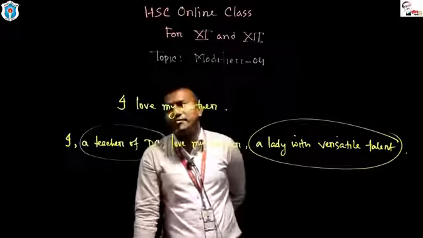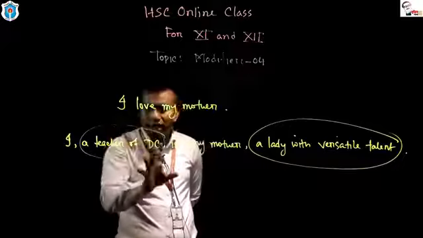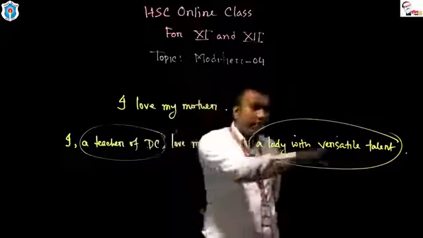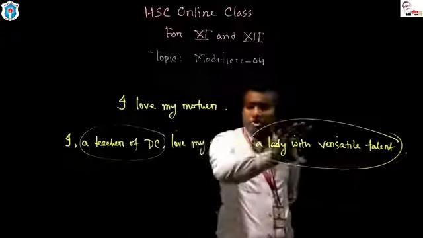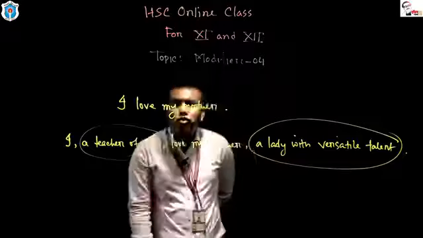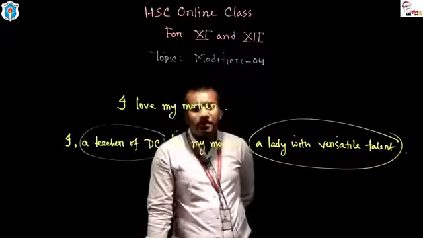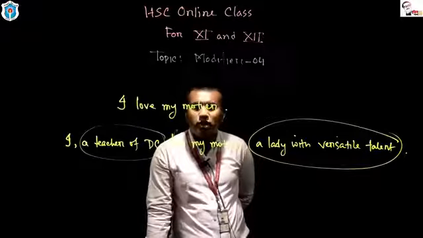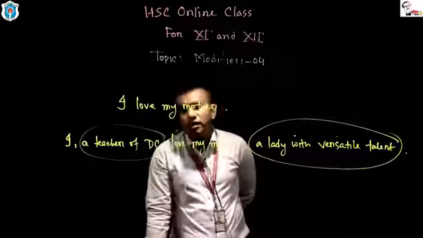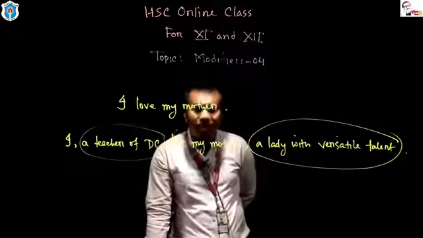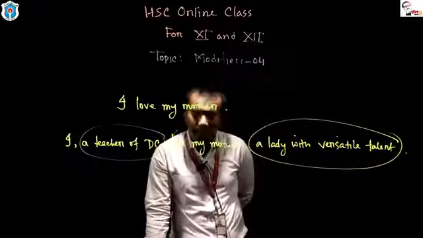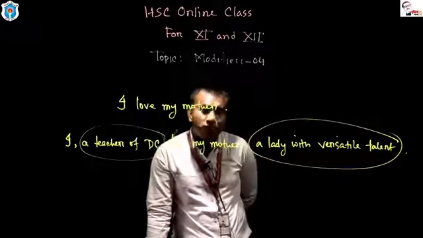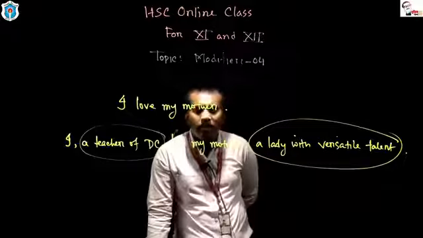or even a pronoun. Here, a teacher of Dhaka College is additional information regarding the pronoun I. Here, a lady with versatile talent is additional information regarding my mother. You have to use the appositive if you are given the question, post-modify the noun or pronoun with an appositive. But I have a request for you: please use a lot of appositives in your writing. The teachers will be happy. If any student adds an appositive to his writing, I think his writing will definitely be standard.